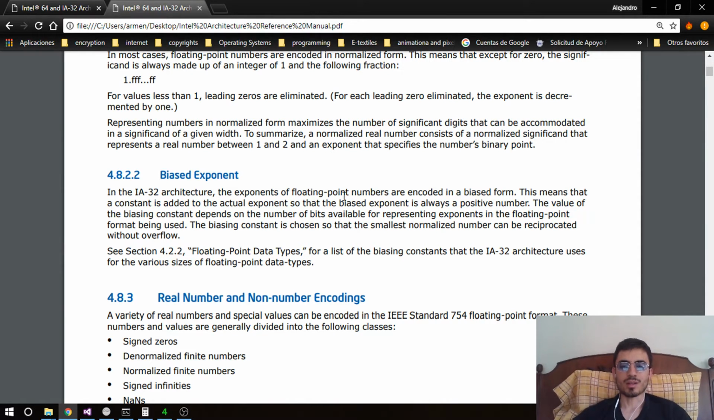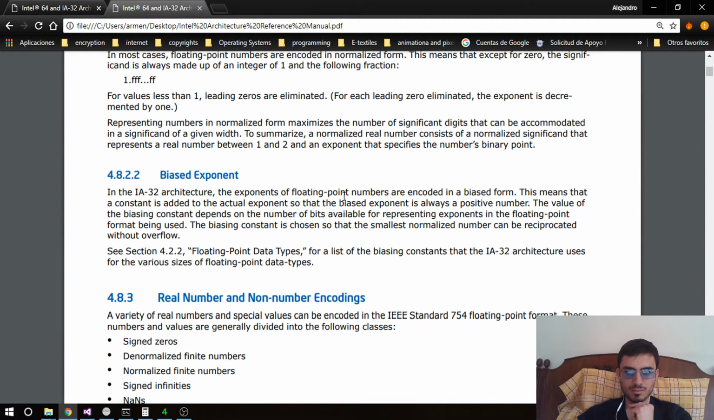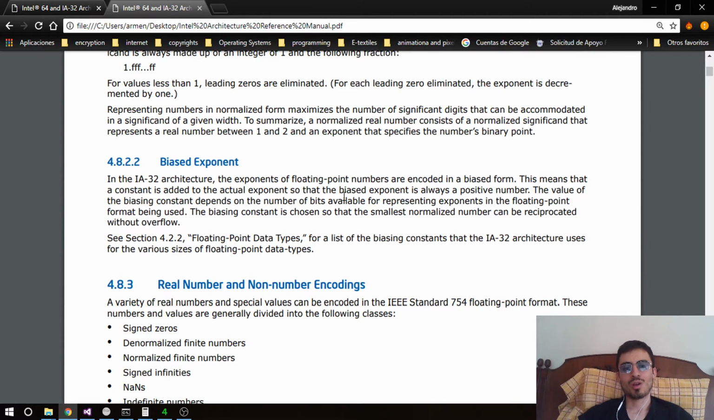Oh, so this is the thing. Yeah. So you can have negative numbers, but they are biased, so they are always represented as positive numbers. So you don't need to have an extra bit to get the sign, because you don't want to get the sign. Oh, that makes whole sense.